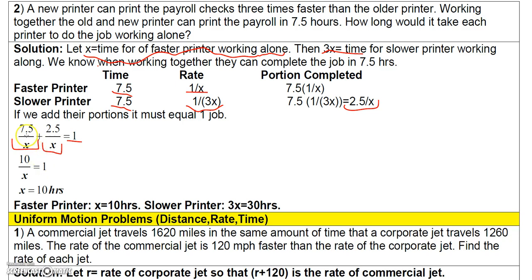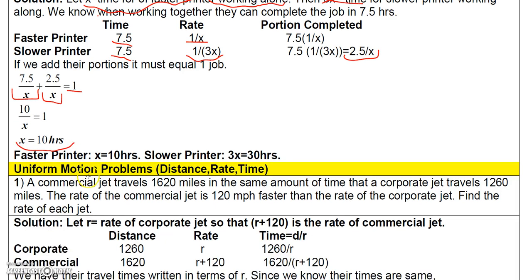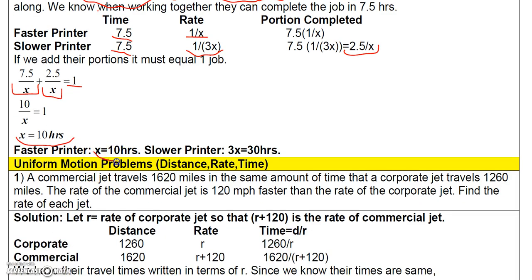Then since these have like denominators, we can just add the numerators and get 10 over x. If you multiply both sides by x to get rid of the denominator, on the left you'll get 10, and on the right you'll get x. So x equals 10 hours. The faster printer can do the job in 10 hours, and the slower printer can do the job in 3 times that, in 30 hours. Now that's if they're working alone.